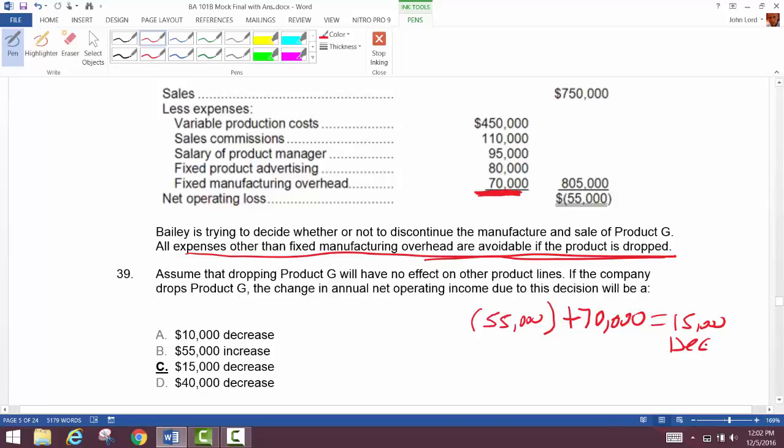If I'm sitting here and I have the 70,000 costs that aren't going away, then I no longer have a contribution towards those 70, so I'm going to have a decrease of 15. Let's see if we can do it the longer way, though. So we have what? Sales of 750. I have what? Variable production cost of 450. I have sales commissions of what? 110. I have salary of product manager of 95. And then I've got what? Fixed product advertising of 80.